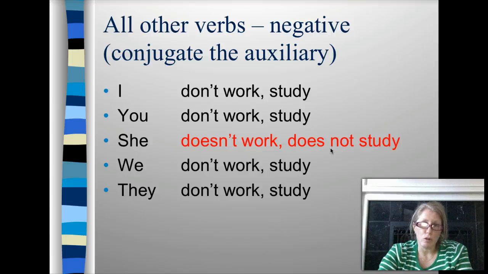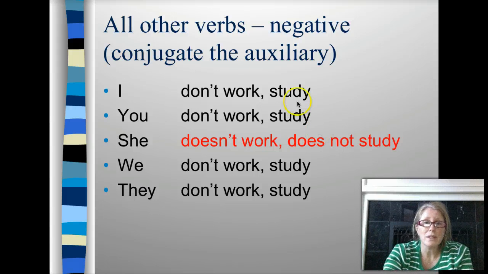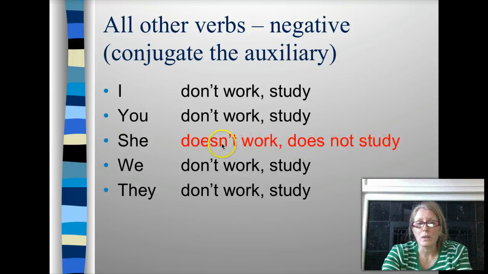For all other verbs, again, except the verb to be, to make it negative, you conjugate the auxiliary. So I don't work, I don't study. So my auxiliary is the verb to do. This is what I want to conjugate. In fact, it doesn't really make a difference until you get to he, she, and it. She doesn't work, or you could also say she does not study. So doesn't is the contraction of does not, and the verb comes back to the base form, so you do not conjugate the verb.